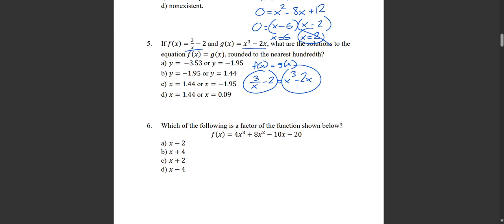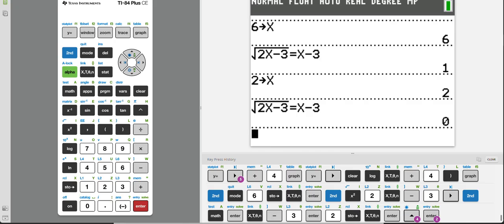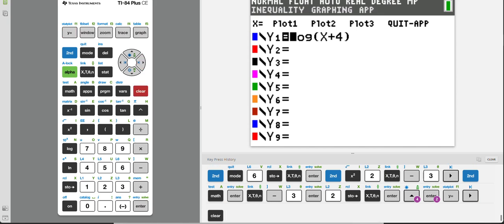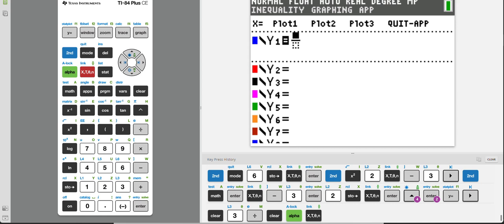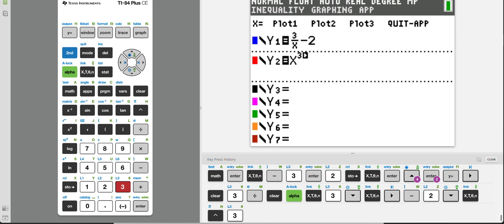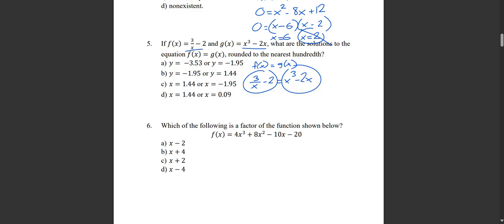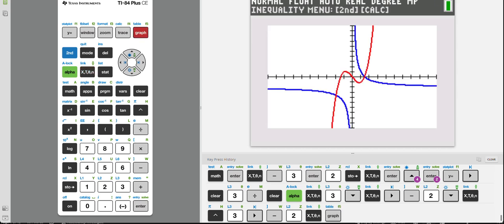So let's go in and graph them. So 3 over x minus 2, and I believe the other one was x cubed minus 2x. I'm just going to double check. Yep, I'm going to graph them both. And you'll notice that there are 2 points of intersection. So I'm looking for those 2 x values.